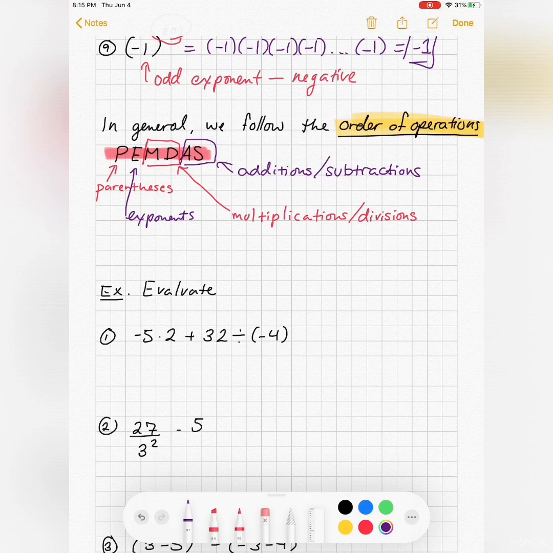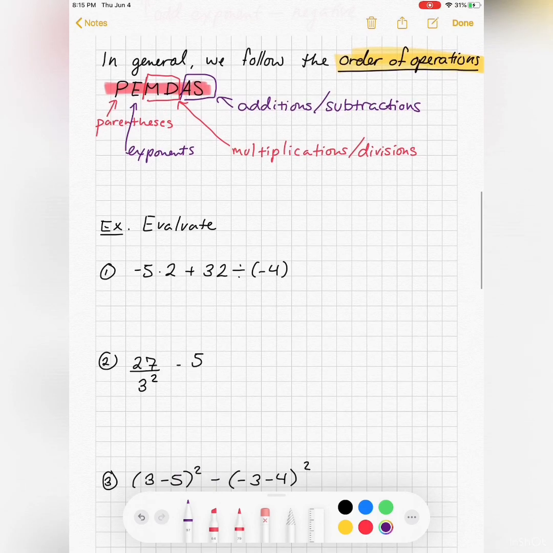Let me try using that order of operations to go through some of these examples. Evaluate, in other words, find the value. What is this thing equal to? I'm looking at this and working from left to right because all I see here is a multiplication and then a division. Those I can do in either order, as in I could multiply the -5 and the 2, or I could first do the division over here. But I have to save the addition for last.